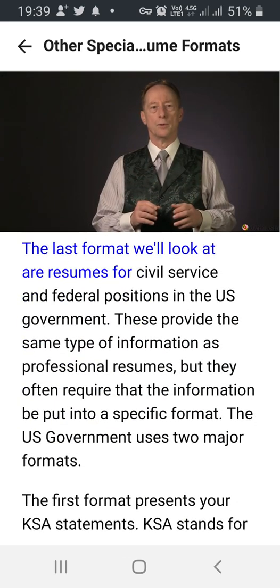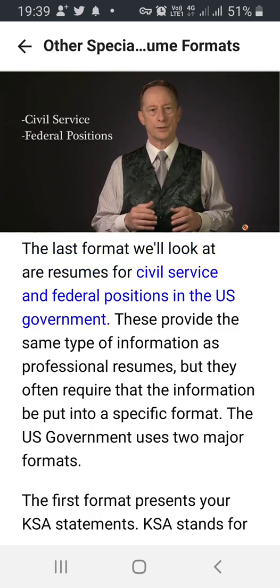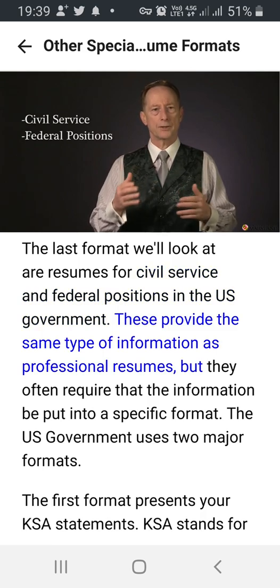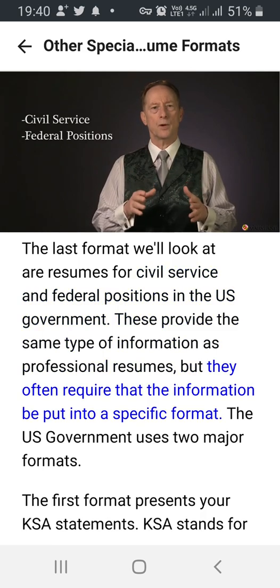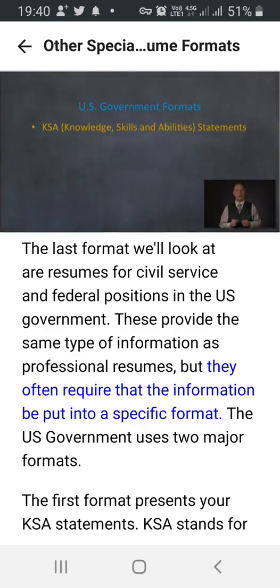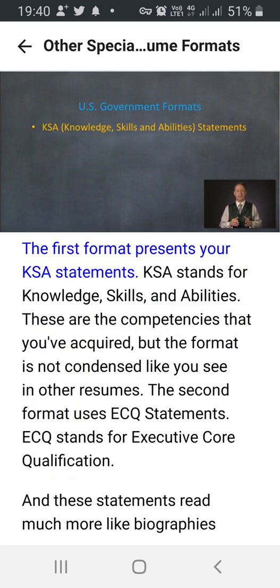The last format we'll look at are resumes for civil service and federal positions in the U.S. government. These provide the same type of information as professional resumes, but they often require that the information be put into a specific format. The U.S. government uses two major formats. The first format presents your KSA statements.